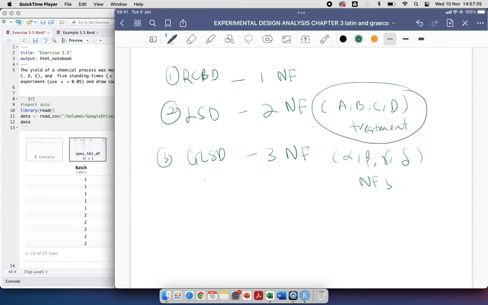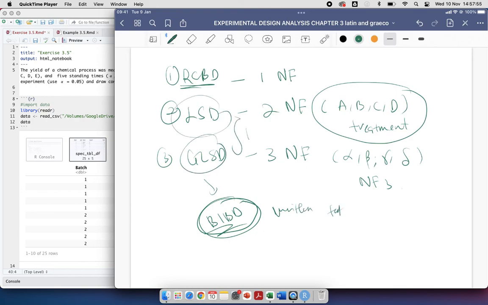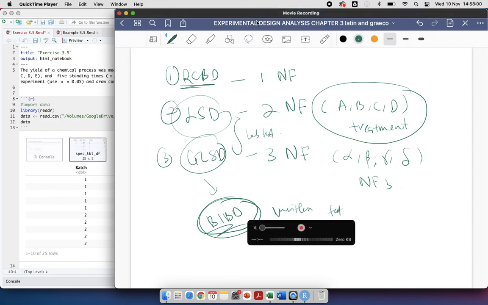Okay. So next week kita akan ada lagi satu blocking which we call it as BIBD, Balanced Incomplete Block Design. Okay, so next week we'll look at BIBD. So I want to mention RCBD and BIBD will be in your written test. LSD and GSD will be your lab test. Right, so that's all. Thank you, class.